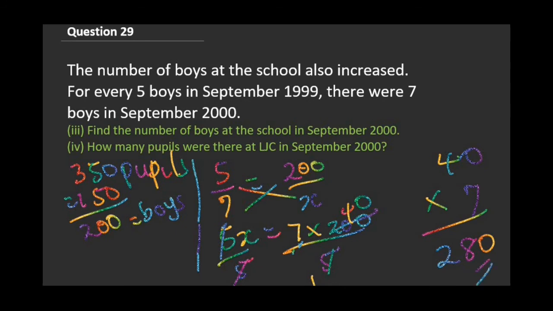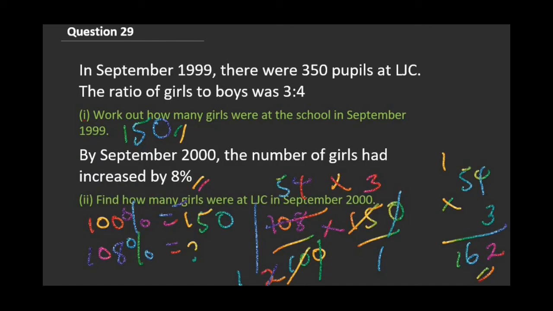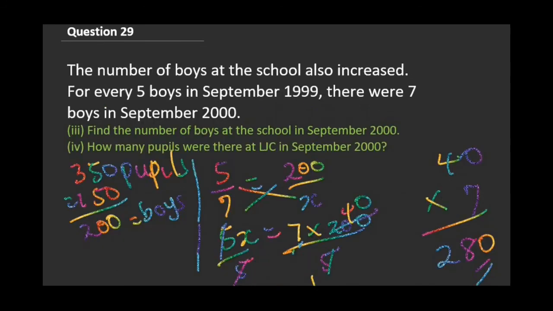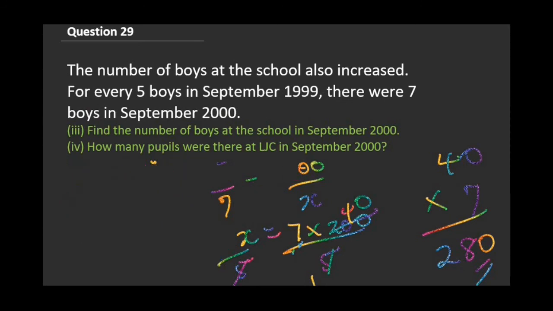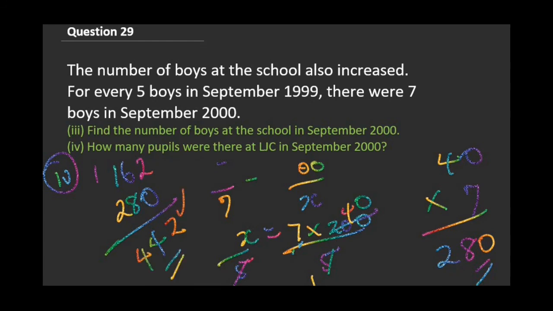The fourth part of the question says, how many pupils were there at LJC in September 2000? In the previous question, the girls increased. In September 2000, we got 162 girls. Now, in September 2000, we have 280 boys. All you need to do is just sum both of them together. So, IV will be 162 girls, then 280 boys. 2 plus 8 is 10, 6 plus 8 is 14, 4, put 1 here. 1 plus 2 plus 1 is 4. 442 will be our final answer.